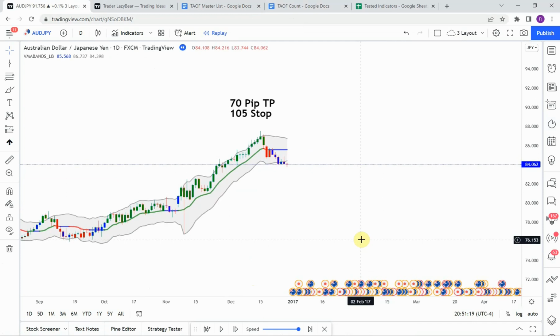Today we will be testing the variable moving average bands.